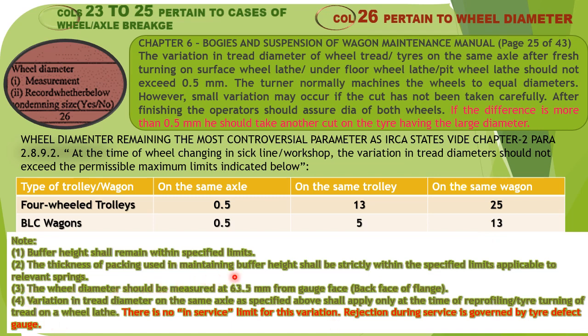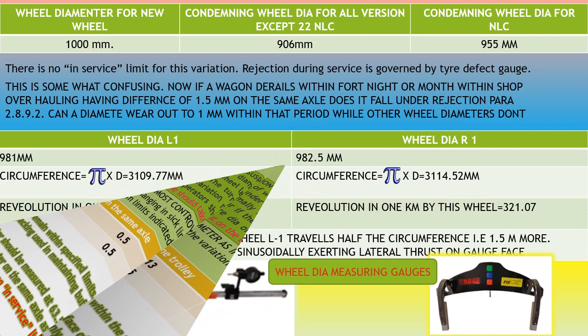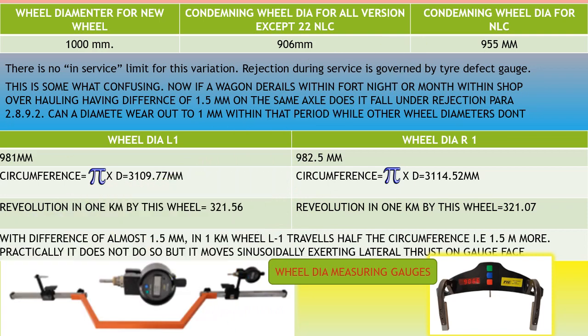Point 3 says the wheel diameter should be measured at 63.5 mm from the gauge face, that is the back face of the flange. Variation in tread diameter on the same axle as specified above shall apply only at the time of reprofiling, that is tire turning of the tread on a wheel lathe. There is no in-service limit to this variation. Rejection during service is governed by the tire defect gauge. Now, the wheel diameter for a new wheel, CASNUB, is 1000 mm. Condemning wheel diameter for all versions except NLC is 906 mm, and condemning wheel diameter for NLC is 955 mm. Again, there is no in-service limit for this variation. Rejection during service is governed by the tire defect gauge.